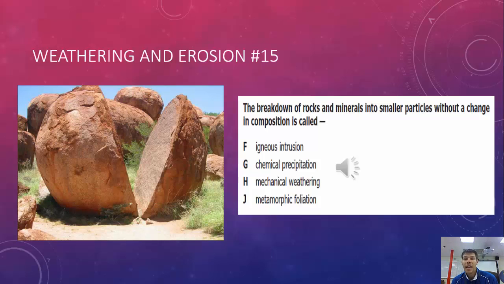So far we've been talking about chemical weathering a lot, but this question's the opposite. When you break down a rock or a mineral into smaller particles without changing its actual chemical composition, this is called, for example, this rock right here that's been split in half over millions of years as a little bit of water crept into it and froze, and then pushed apart, and then some water went in a little farther and froze and pushed apart. It's called frost wedging, and that is an example of mechanical weathering. So when you break down a rock without changing its chemical composition, the answer is H, mechanical weathering.